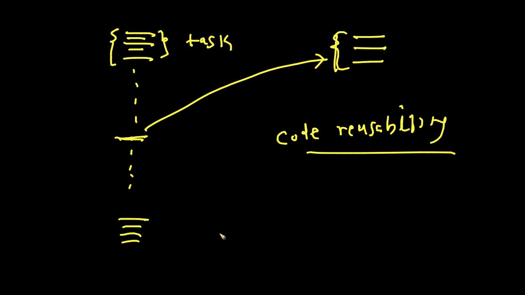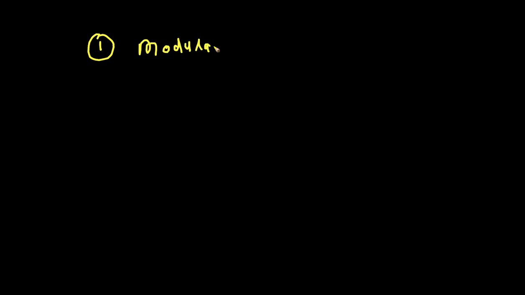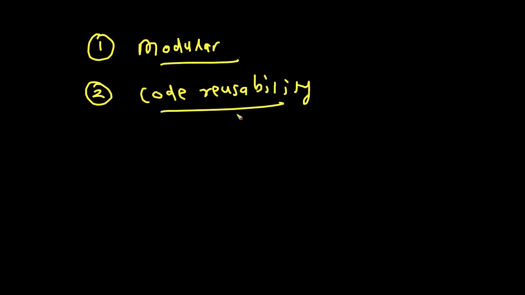So there are two main usages of functions. What are those? The first is modularity: it makes the program modular, manageable, and organizable. The second is code reusability. So these are the two uses of functions.